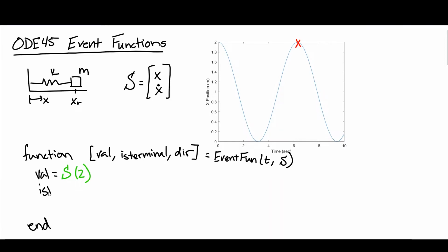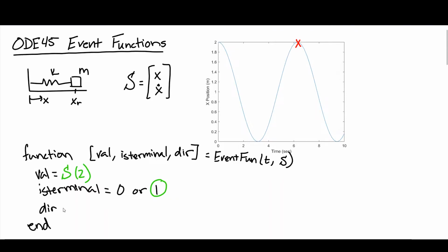isTerminal basically tells MATLAB whether or not to stop simulation or just flag it. So this can either be a 0 or a 1. If it's a 0, it basically tells MATLAB to just flag it, and there's a way to output that flagged time step and state variable vector, or you can tell it to stop simulation by just having it set equal to 1. And that's what we're going to be doing in our example here.